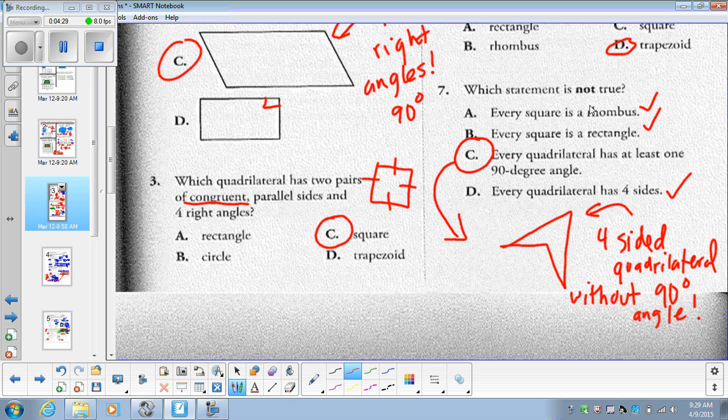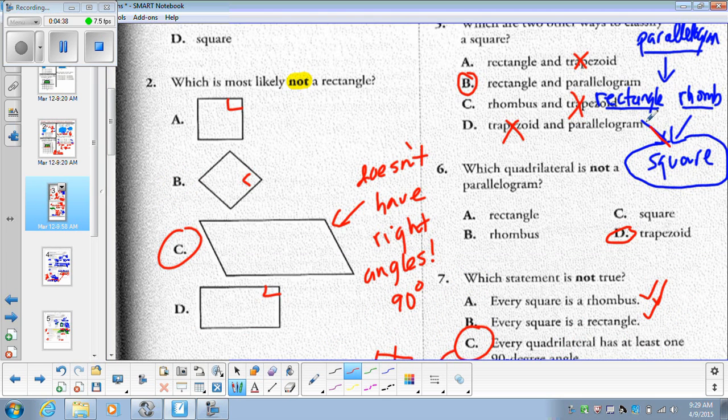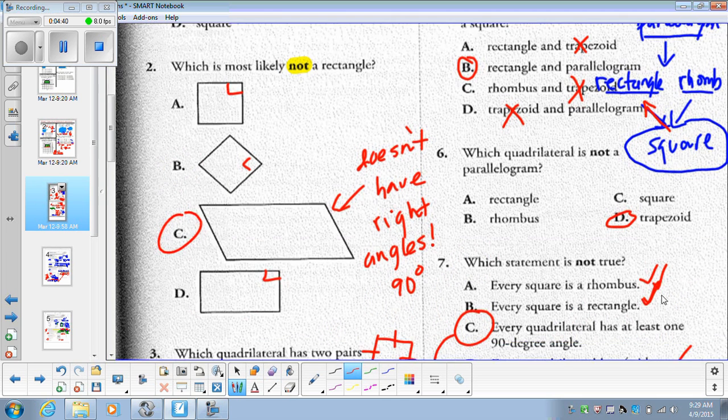Well, definitely all squares are a rhombus. Look up here. To be a square, yes, you are a rhombus. So that one's good to go. Every square is a rectangle. Yep, to be a square, first you're a rectangle, so we're good to go with that one.